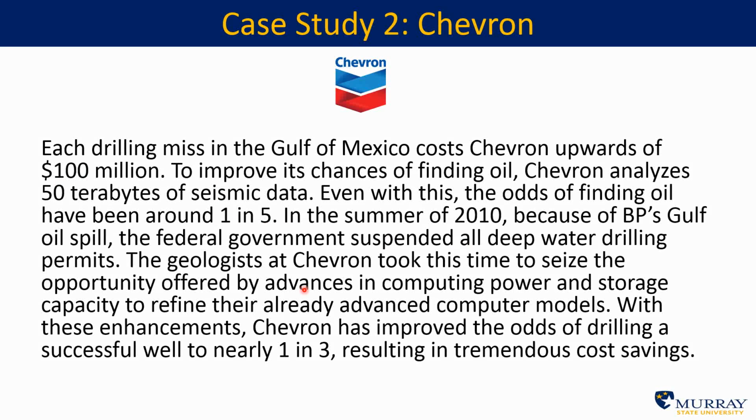Now, one of the geologists at Chevron took time to look at the historical data, because Chevron, just like many other oil companies, keeps extensive historical data about geography, about different geological characteristics of different areas where they explore oil. So based on that, he was able to build a more reliable, more precise predictive model that improved their odds of finding oil on a single drill from 1 in 5 to 1 in 3. Now, needless to say, this model resulted in millions and millions of dollars in savings.